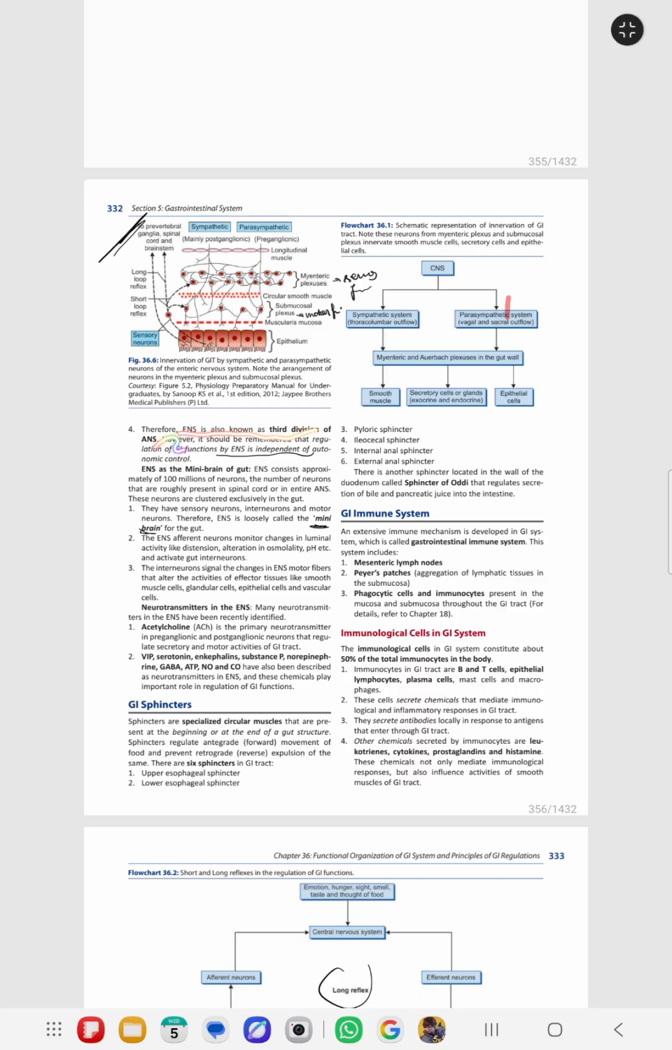ENS is also known as the third division of the ANS. ENS is independent of autonomic control. ENS acts as the mini brain of the gut. Neurotransmitters are acetylcholine, VIP, and nitric oxide.